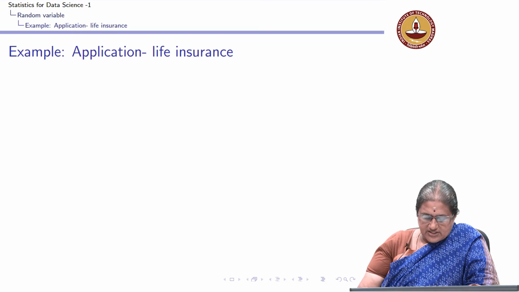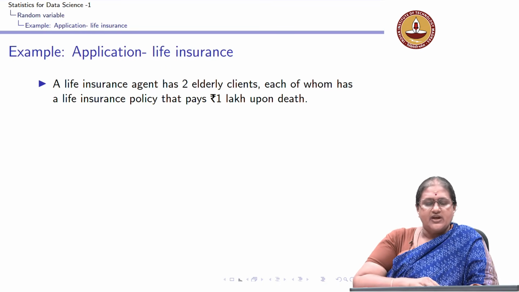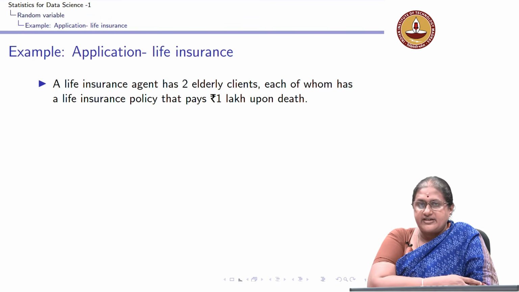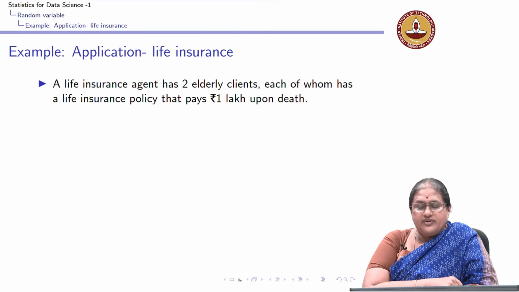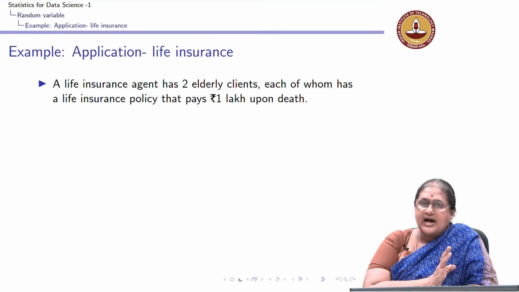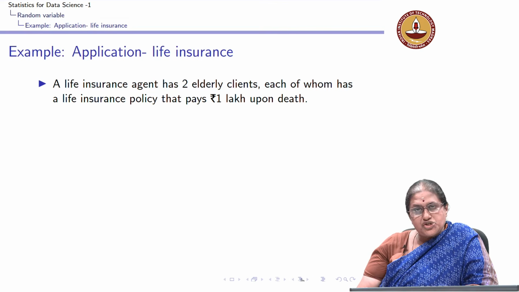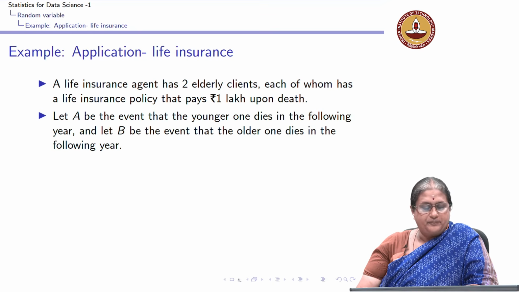The application is from life insurance. So I have a life insurance agent who has two elderly clients. Both of them have a life insurance policy that pays rupees 1 lakh upon death. This is a hypothetical case. I have two people and both of them have life insurance, and the survivors, the nominees, would get a payout of 1 lakh upon their death.